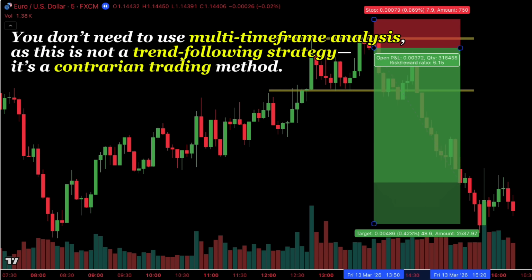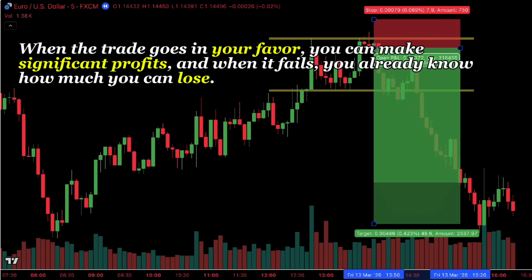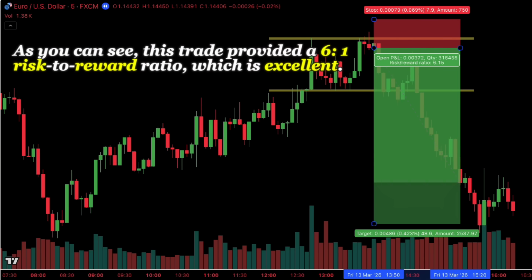You don't need to use multi-timeframe analysis, as this is not a trend-following strategy, it's a contrarian trading method. When the trade goes in your favor, you can make significant profits, and when it fails, you already know how much you can lose. As you can see, this trade provided a 6-to-1 risk-to-reward ratio, which is excellent.